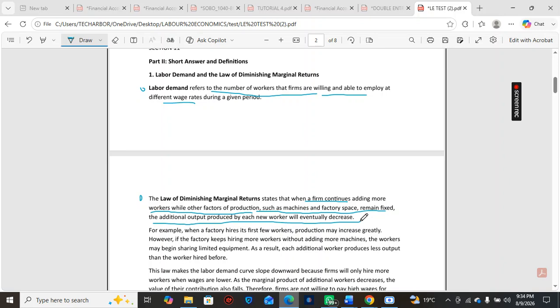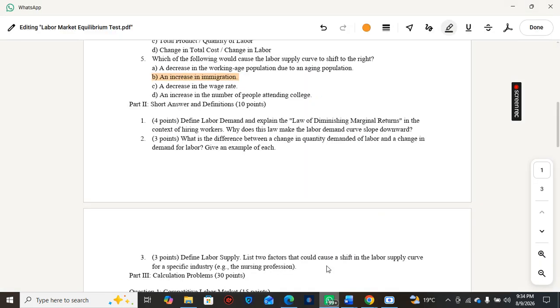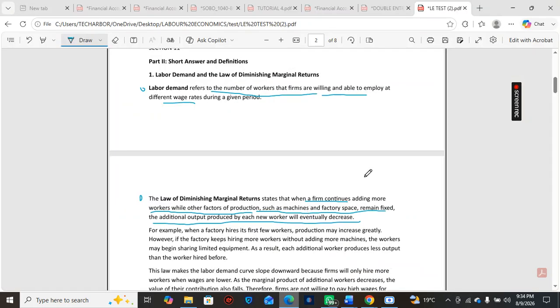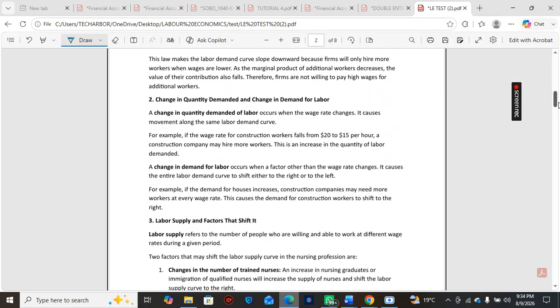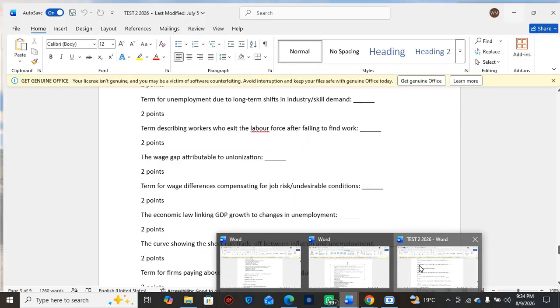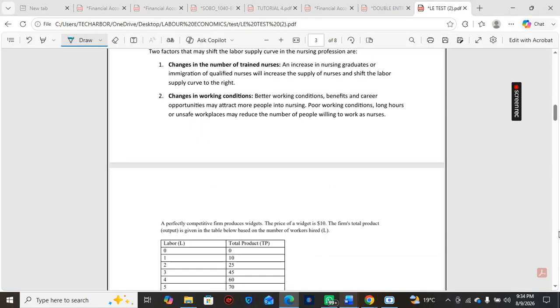Okay. So now the question is asking us, what did the question ask? Why does this law make the labor demand curve slope downward? The reason why this law makes the labor demand curve slope downward is because, let me just type it somewhere.